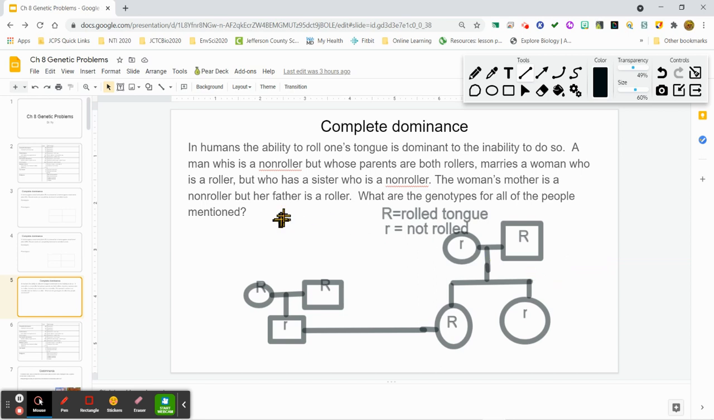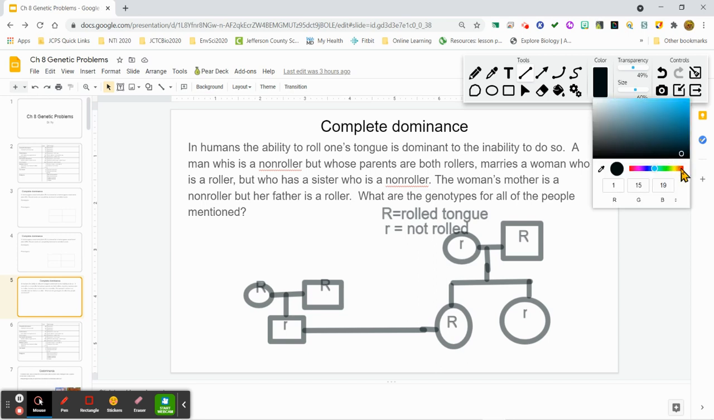Okay, so make sure I got that right. A man who is a non-roller, he's going to be small r, but whose parents are both rollers, so they're going to be big R, big R. He marries a woman who is a roller, so she's a big R, who has a sister who is a non-roller, she's going to be a little r. The woman's mother is a non-roller, but the father is a roller. So then it says, what are the genotypes for all the people mentioned? And so I'm going to make this red, hopefully.